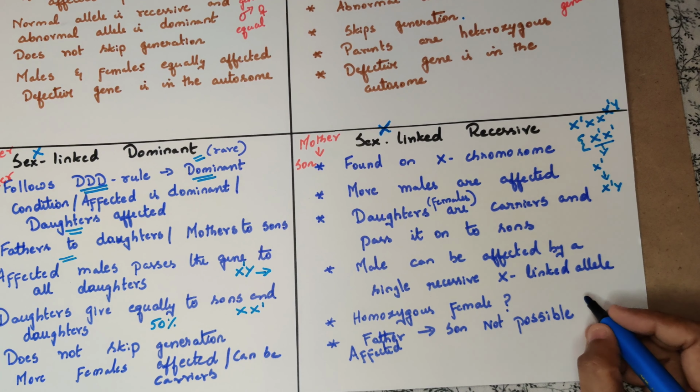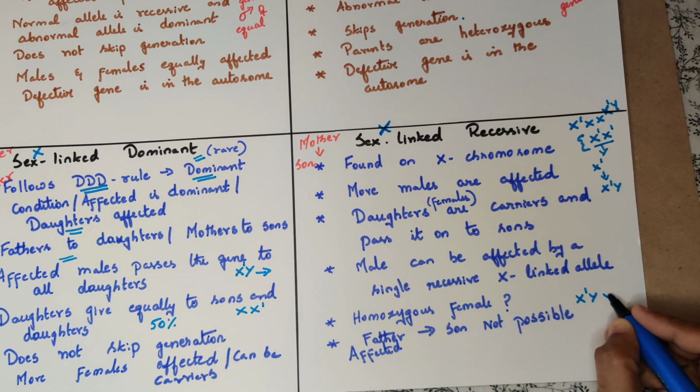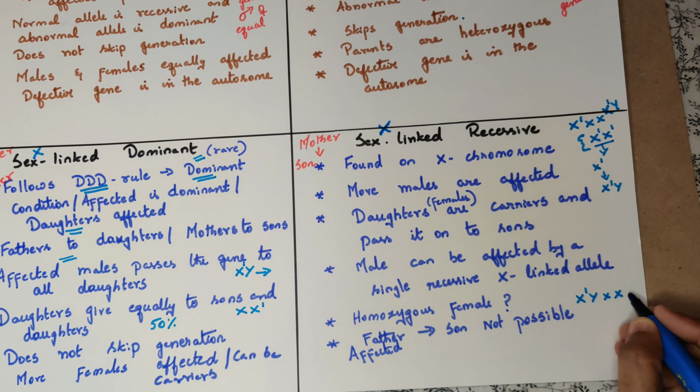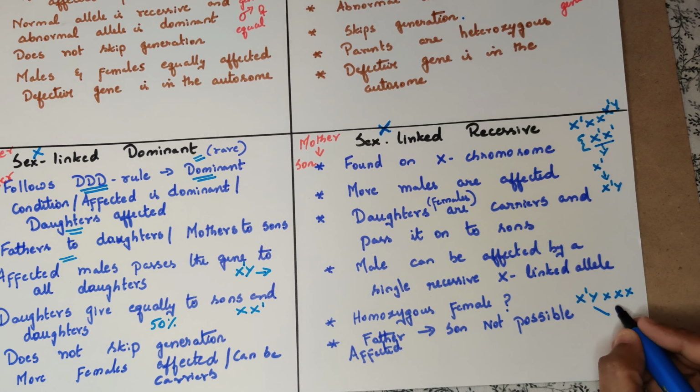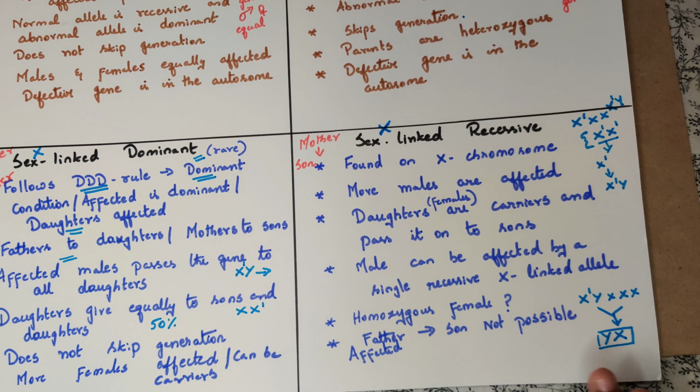So what do you mean by this? For example, I mean to say a father is carrying this gene, but he marries a normal female. Now when there is a cross like this, and suppose they give birth to a boy, definitely the father will be giving only the Y gene. The mother will be giving a normal X gene over here. So sons will not be affected at all. So son is not possible.